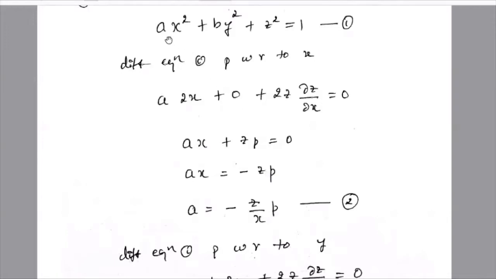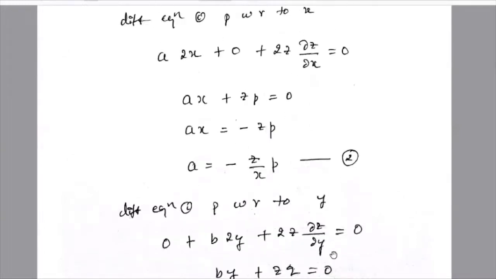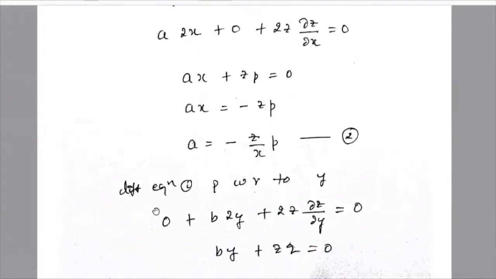Similarly, now we'll differentiate equation 1 partially with respect to y. When you differentiate with respect to y, x will be a constant. So the first term derivative will be 0.